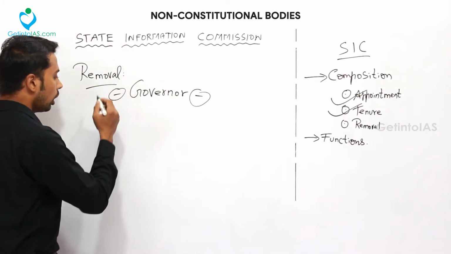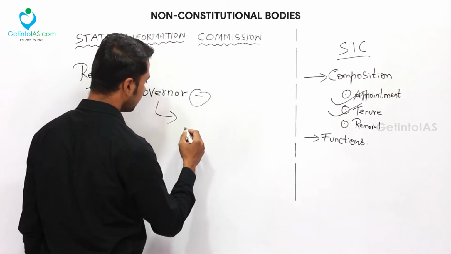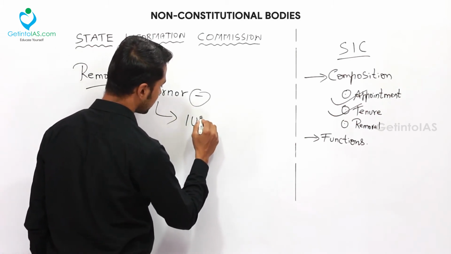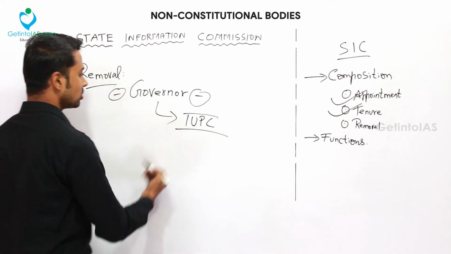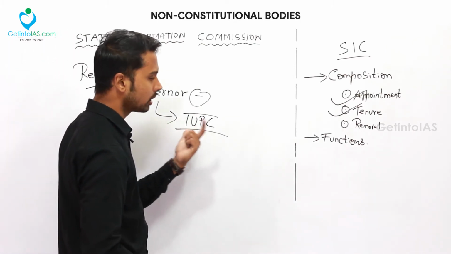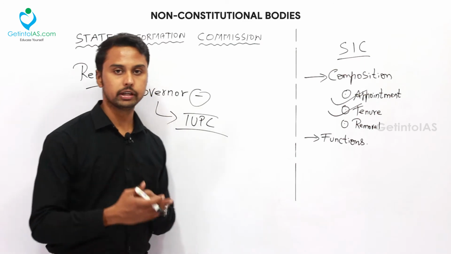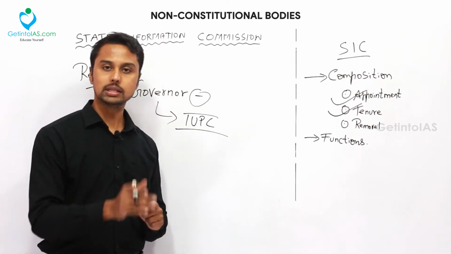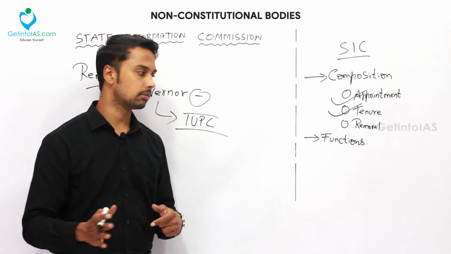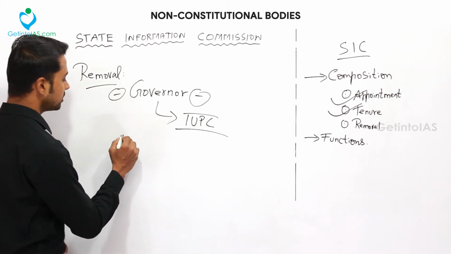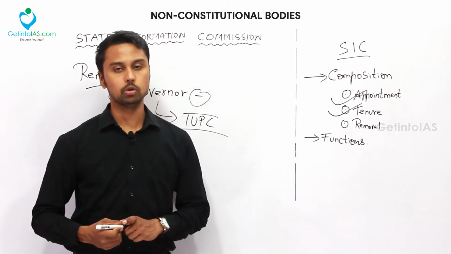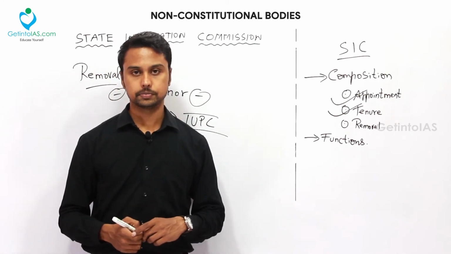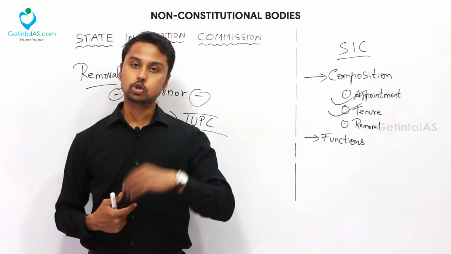So on what grounds can you remove both of them? On the grounds of IUPC: insolvency, unsound mind, profit or paid employment, and if he is convicted. On these grounds, you can remove both the State Chief Information Commissioner and State Information Commissioner. Also on the grounds of proved misbehavior and incapacity to hold office, the governor can remove both of them. But in this case, the governor should refer the matter to the Supreme Court.